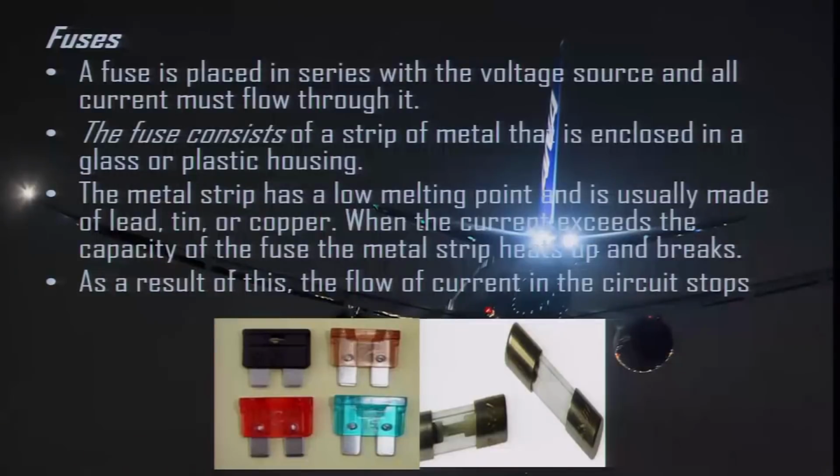Fuses. A fuse is placed in series with the voltage source and all current must flow through it. The fuse consists of a strip of metal that is enclosed in a glass or plastic housing. The metal strip has a low melting point and is usually made of lead, tin or copper. When the current exceeds the capacity of the fuse, the metal strip heats up and breaks. As a result, the flow of current in the circuit stops.